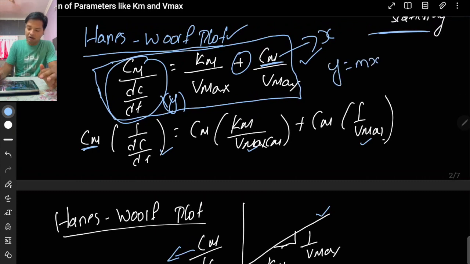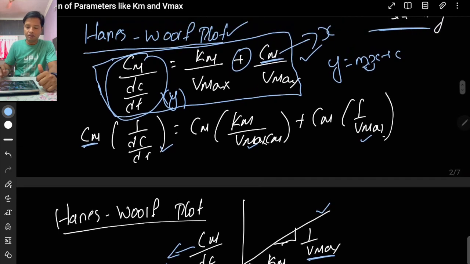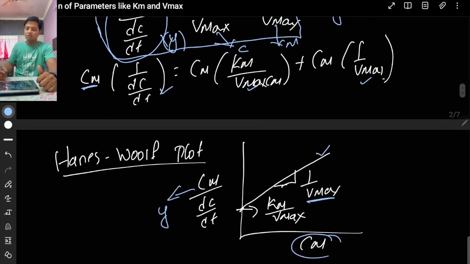Y is equal to mx plus c. What is present beside x is called m. What is m here? 1 by Vmax. So slope is 1 by Vmax. M is slope. Slope is your 1 by Vmax, and the intercept point is Km by Vmax. This is c, this is 1 by Vmax is m, this is x. Okay, so Km by Vmax is the intercept point.